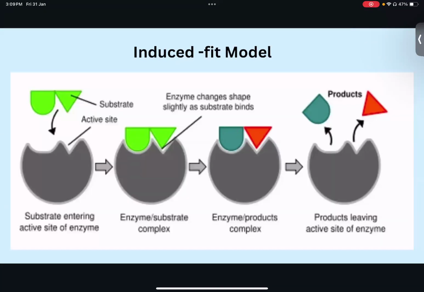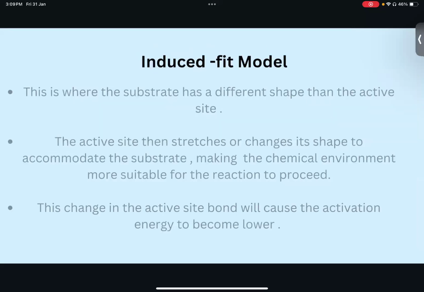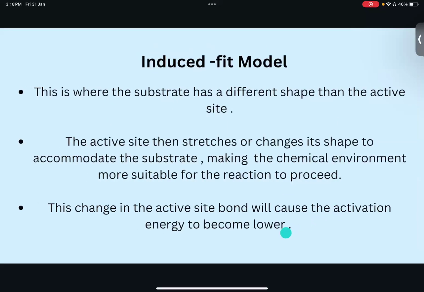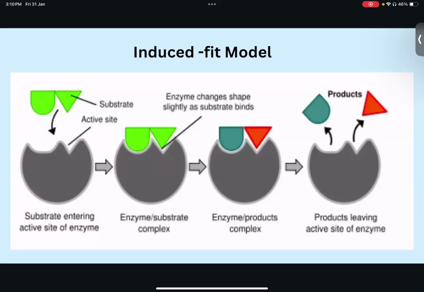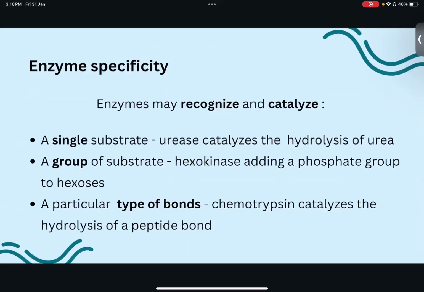This change in shape of the active site will cause the lowering of the activation energy, and this will cause an increase in the rate of the reaction.